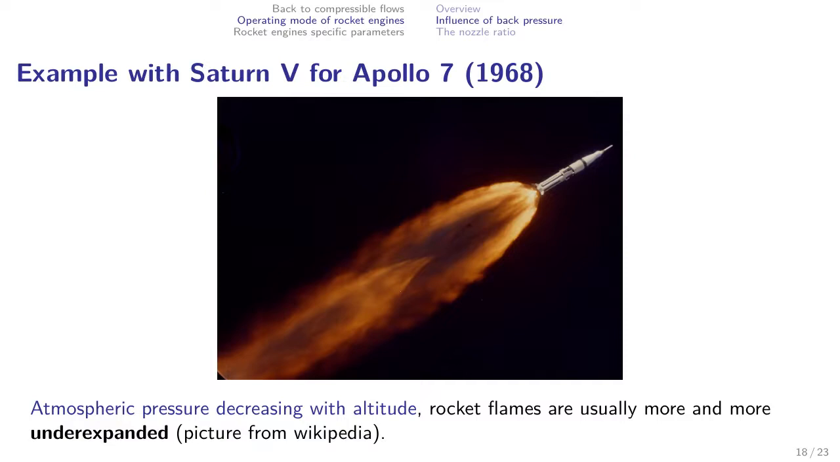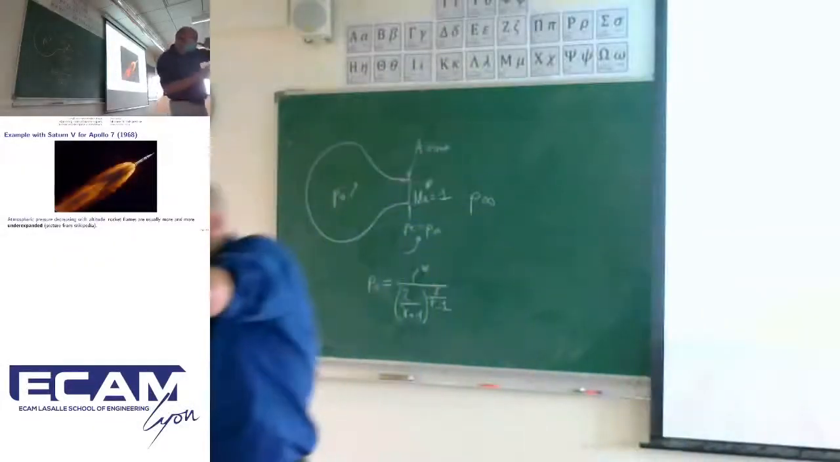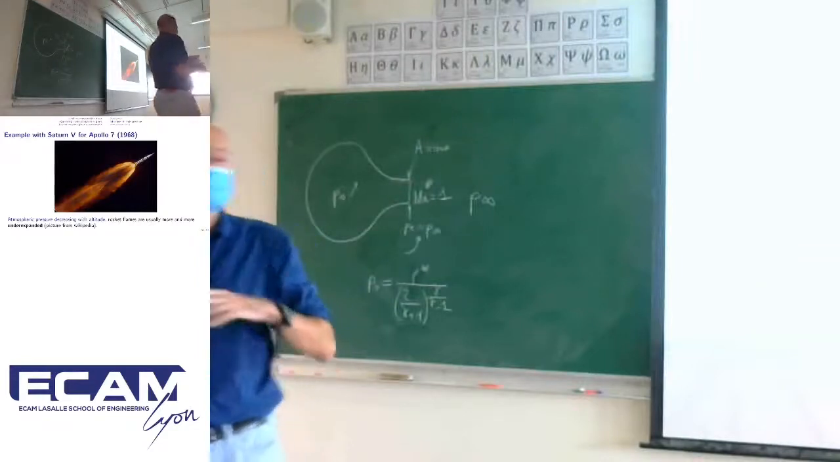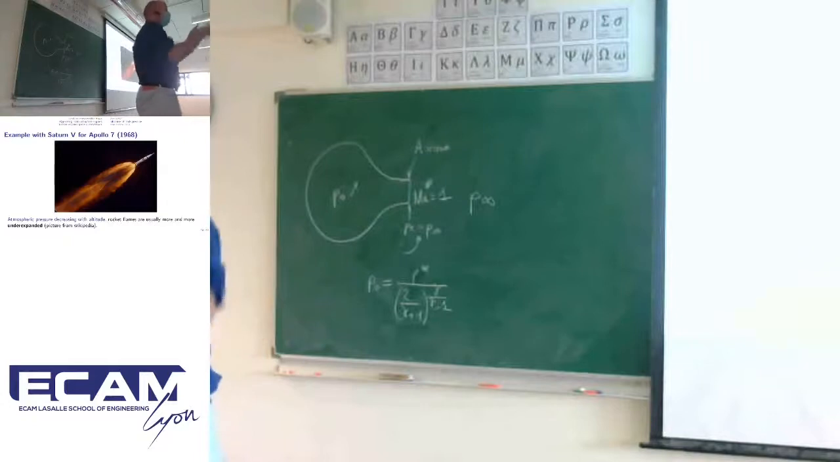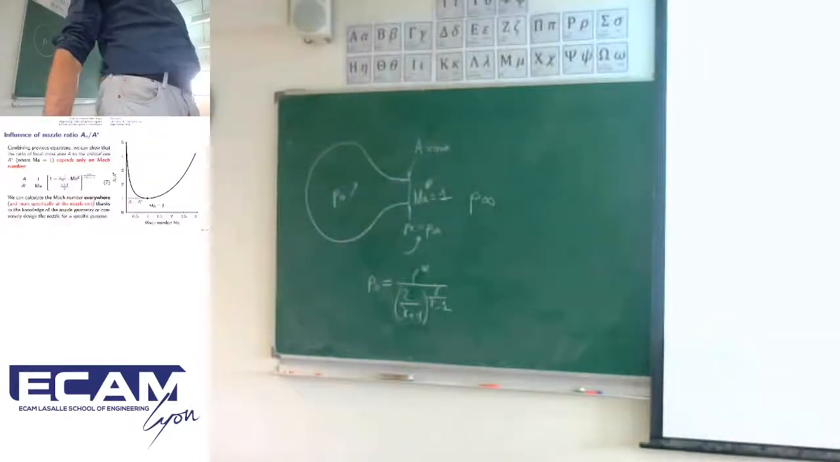And at such a high altitude, the atmospheric pressure is so low that you really see, it's clear here, the structure of the flame that corresponds to an underexpanded flow, okay? Because the exit pressure just at the outlet of the nozzle is really higher than the ambient one, because there is almost no ambient pressure anymore. You have exactly this kind of shape.